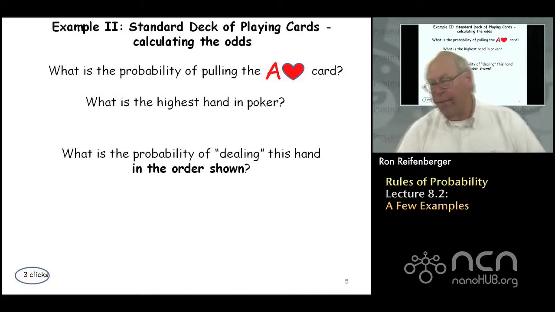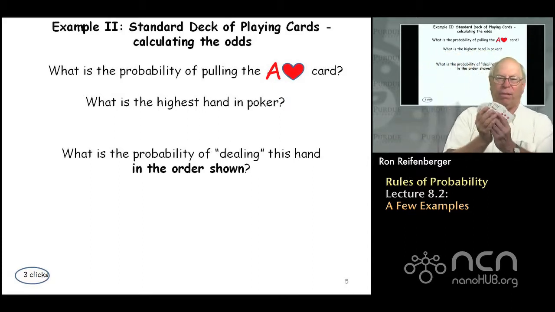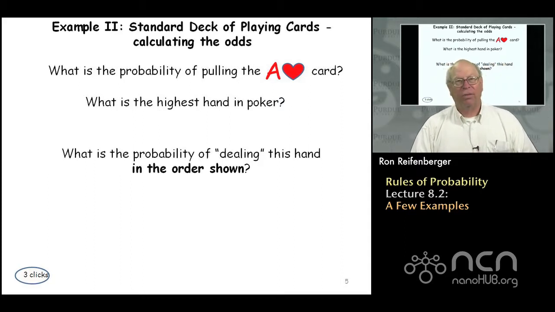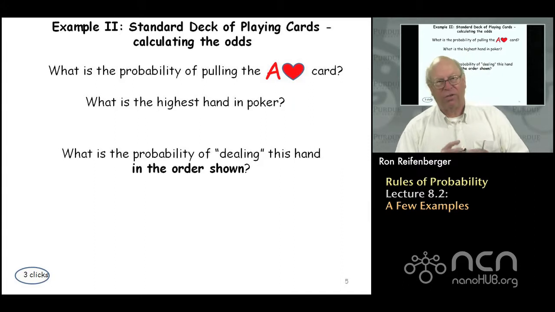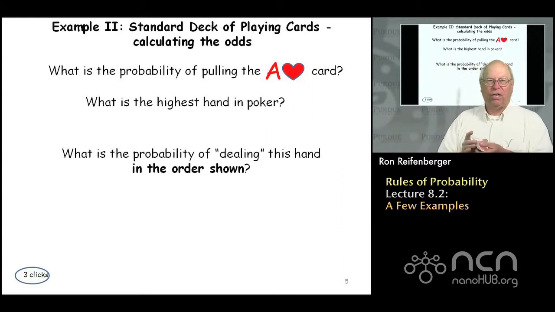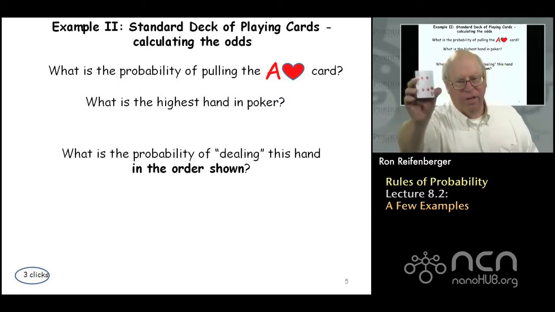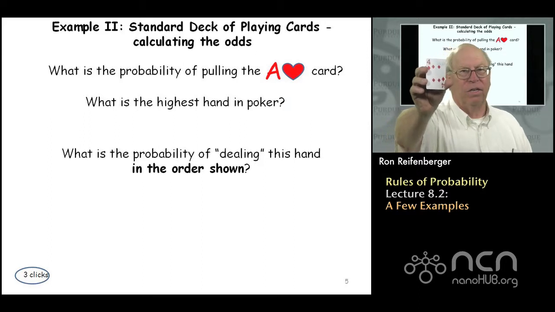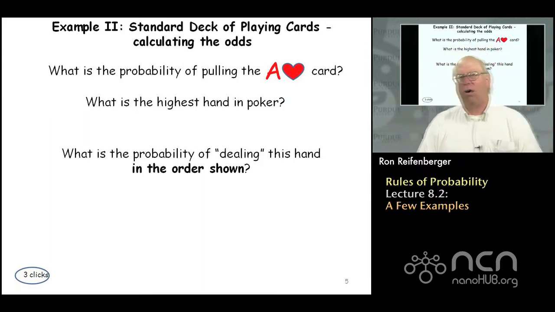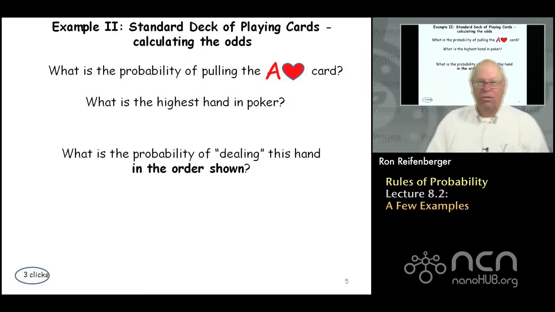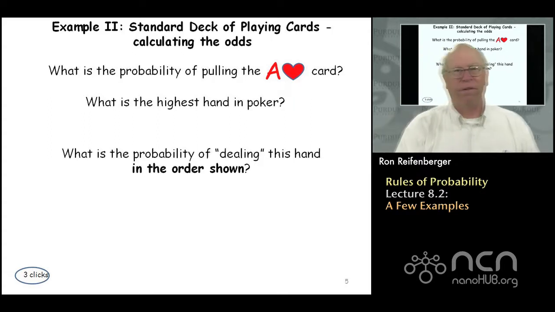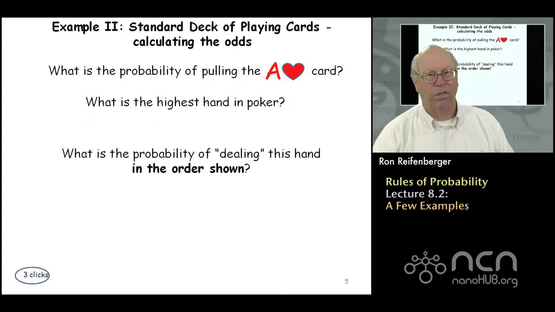Another standard example is the standard deck of playing cards. I can ask, what is the probability of pulling an ace of hearts out of this deck? If I shuffle the deck and then just take the top card, the probability of pulling an ace of hearts out is going to be 1 in 52, because there are 52 cards in this deck and there's only one ace of hearts. So if the deck is randomly shuffled, the top card should always have a probability of 1 out of 52 of being the ace of hearts.